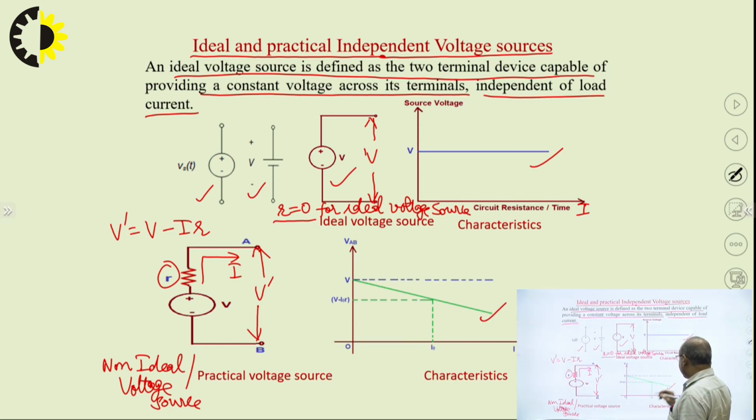This is the characteristic shown by this yellow green line. On the x axis we have the current passing through the source, and on the y axis we have the terminal voltage. So, this green line represents that with the increase in current supplied to the load connected across the source, the voltage across the load, or the terminal voltage of the source, reduces. This is the characteristic for the practical or non-ideal voltage source.